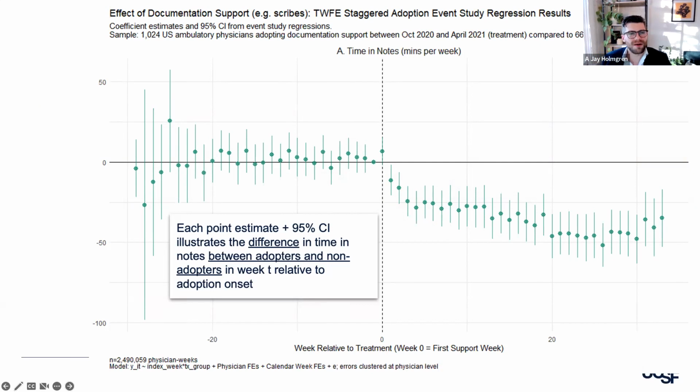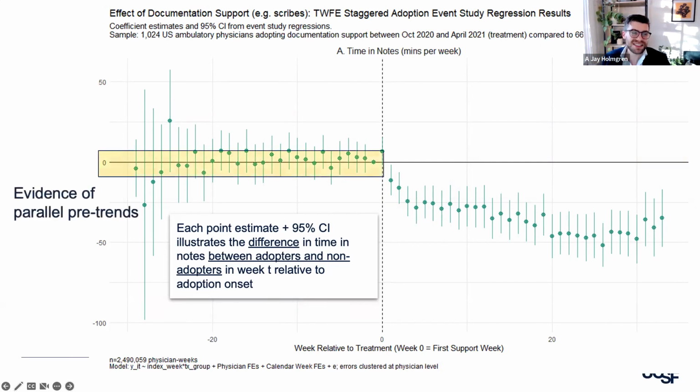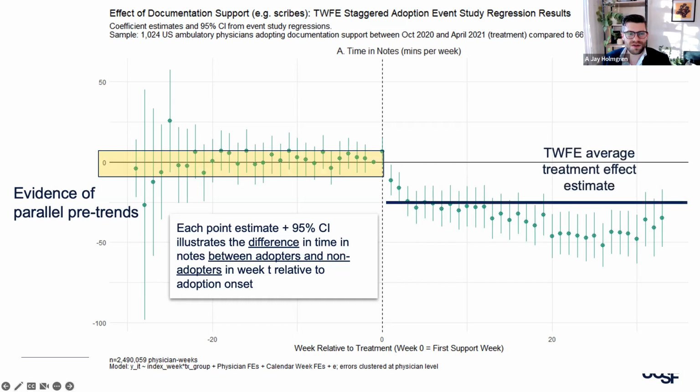And so this is what we call a very convenient event study plot. Here we have evidence of parallel pre-trends, which means these physicians, prior to the adoption of team-based documentation support or scribing, look very similar. And then we can see what they look like over time, where each of these dots with little whiskers are coefficient plots of the effect estimate and the 95% confidence interval. And we can see here, and this is specifically time in notes per week, the effect gets stronger the longer they have the scribe.